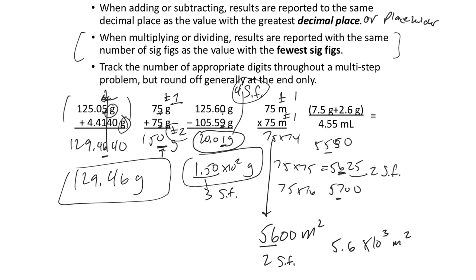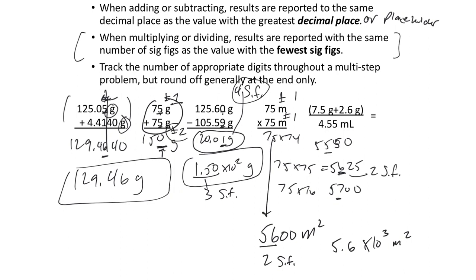So multiplication and division, we're counting sig figs. Now looking back at the addition and subtraction rule, the first thing I see a lot is once students learn the multiplication division rule, they want to go back and count sig figs in the multiplication or in the addition problems. We're not counting sig figs. If I counted sig figs here, I would have rounded 150 to two sig figs, but it's really three.